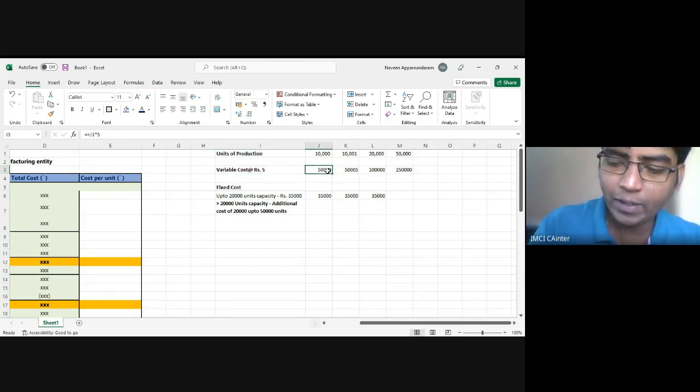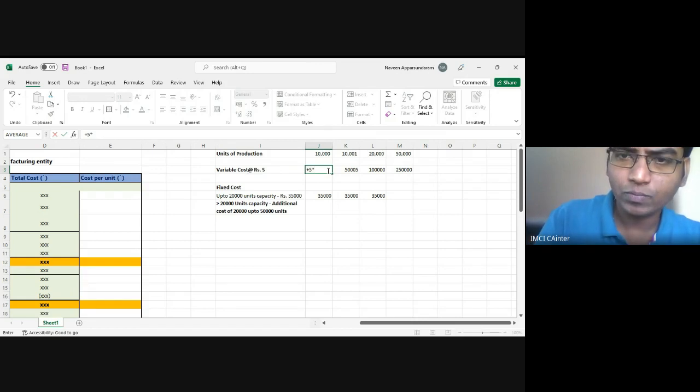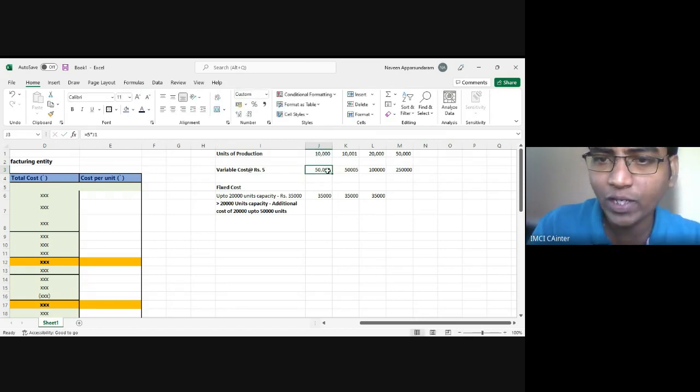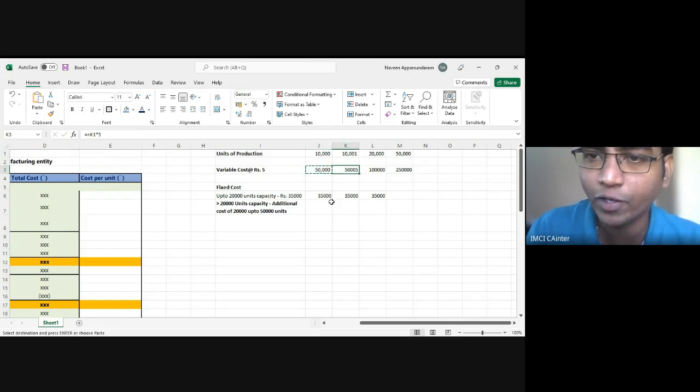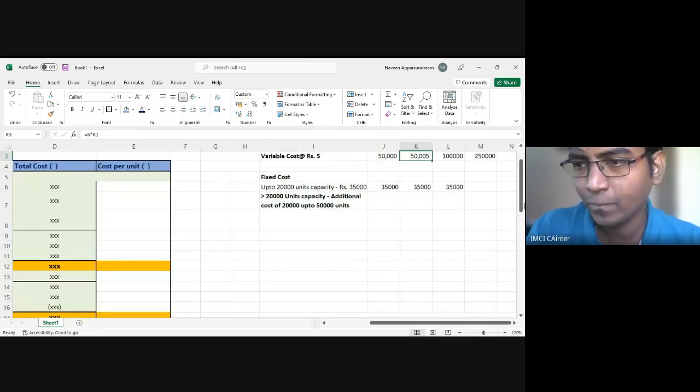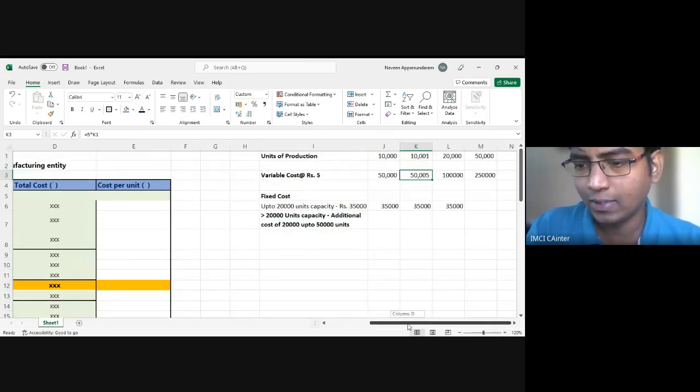So I'm just multiplying this 5 into, in terms of 10,000 units, it is 50,000 rupees. Suppose I'm just applying the same formula for 10,001 units. So how much are you getting here? You're able to see it clearly. It is one additional unit of production, which we are seeing as 5 rupees of incremental cost, which is happening for one additional unit of production.